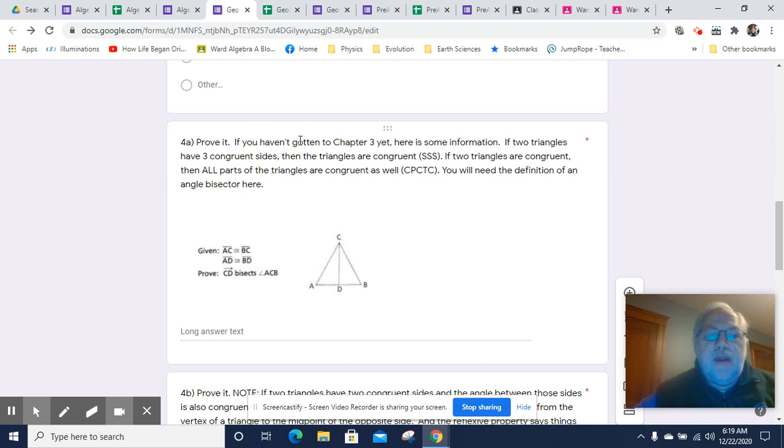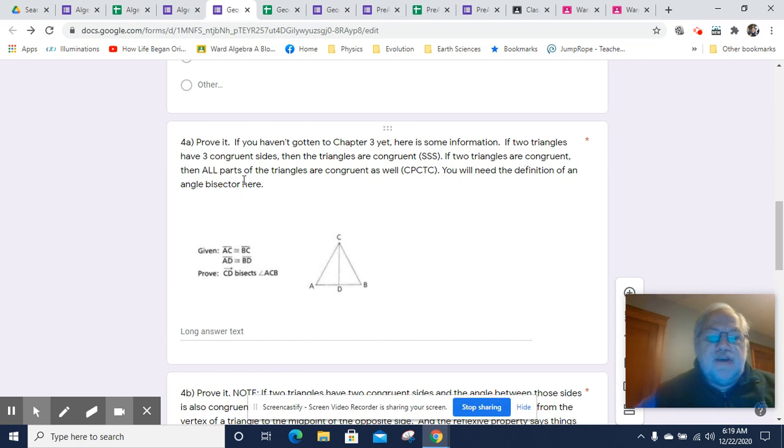So to remind you, if you haven't gotten to chapter 3, there's information here for you. If two triangles have three congruent sides, we call that side, side, side, then those triangles are congruent. If two triangles are congruent, then all parts of the triangles are congruent. As well, CPCTC stands for corresponding parts of congruent triangles are congruent. Sometimes we say "kapakataka."